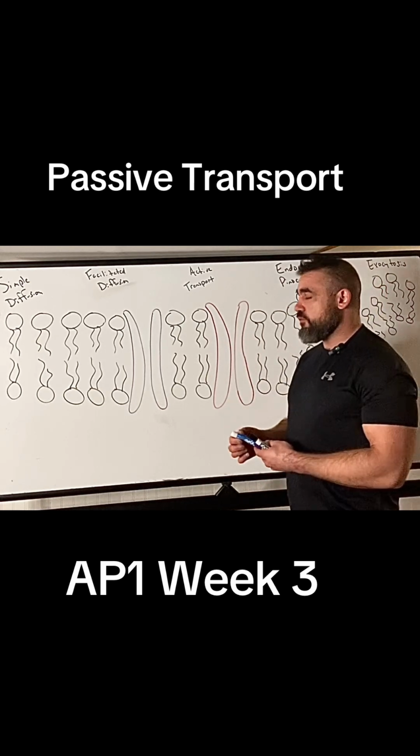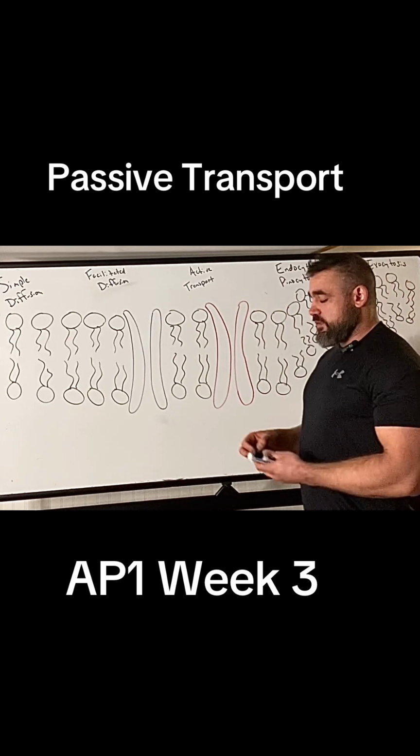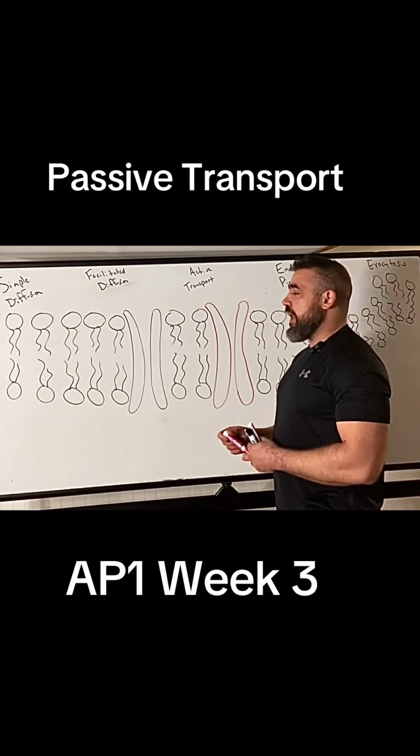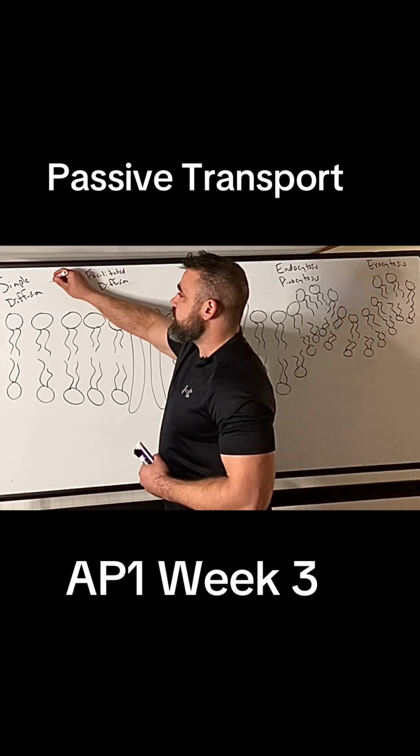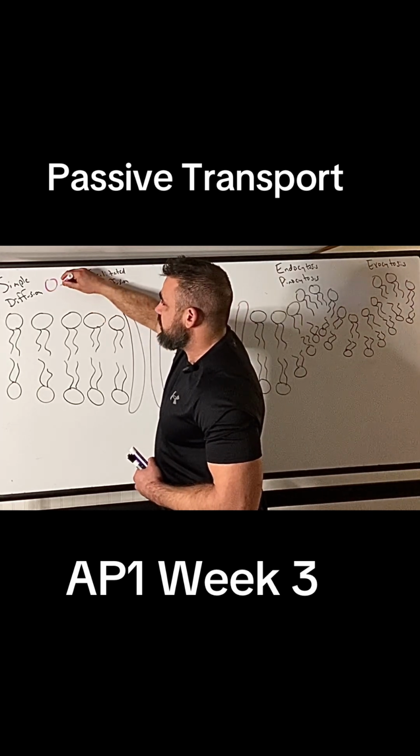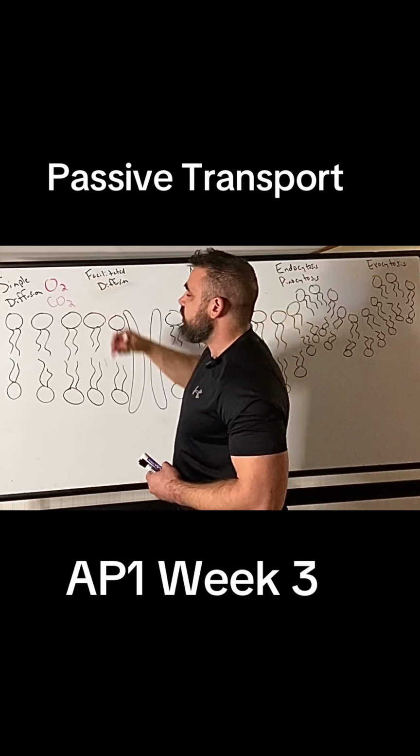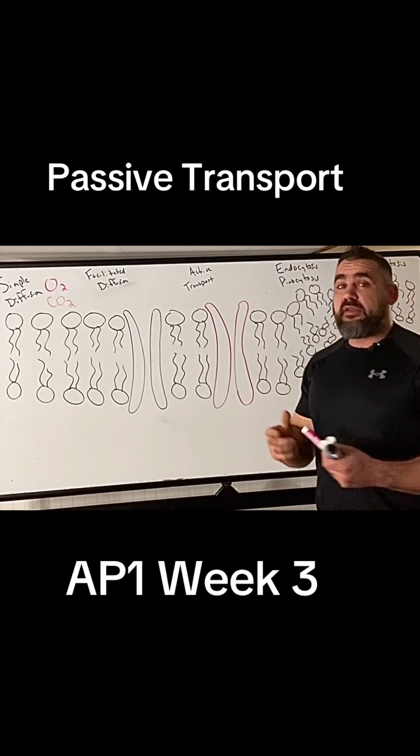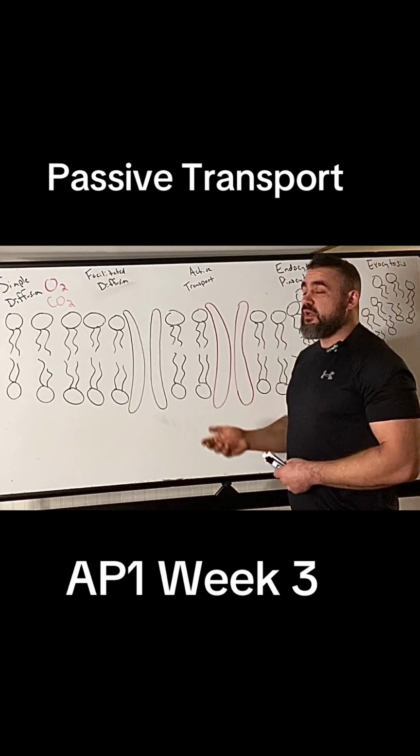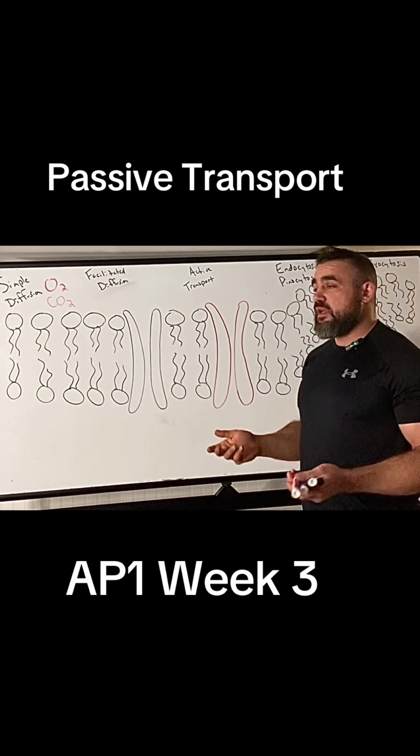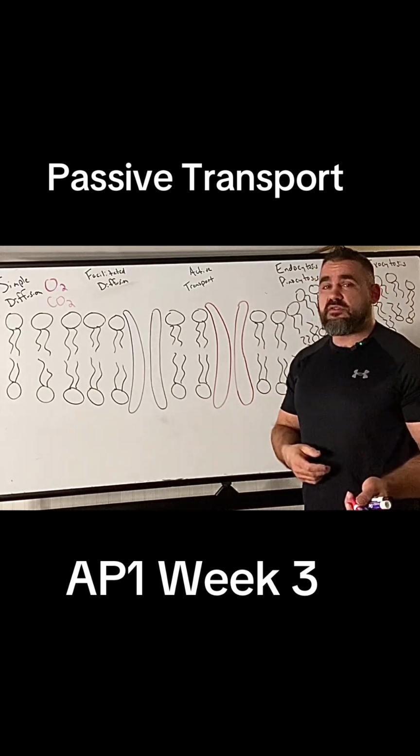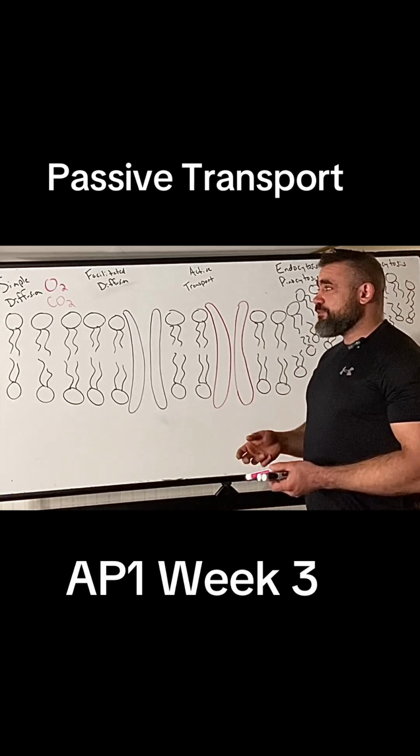So things that can move through via simple diffusion would be gases, like oxygen and CO2. This will come up again later, also in AP2. Hemoglobin is on red blood cells. Red blood cells are carrying these gases through your blood.